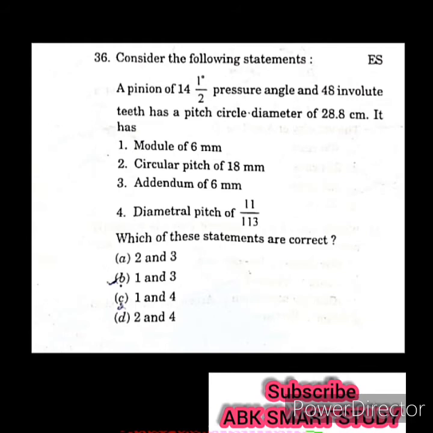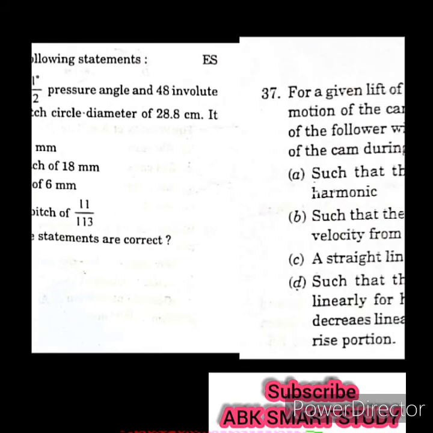Circular pitch is equal to pi into module, so this is wrong. Option 2 is wrong. 1 is correct. 3: addendum is equal to 6. This is right because addendum is equal to module. So 3 is correct. And diametral pitch is equal to 1 upon module, so this is also wrong. So here option 1 and option 3 are the correct answers. Option B is given as 1 and 3, so these statements are the correct ones.